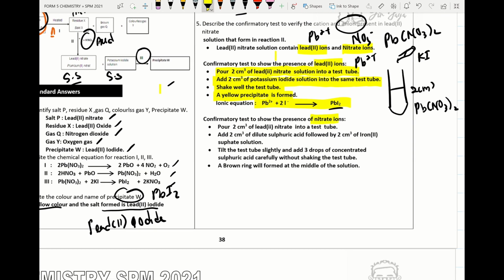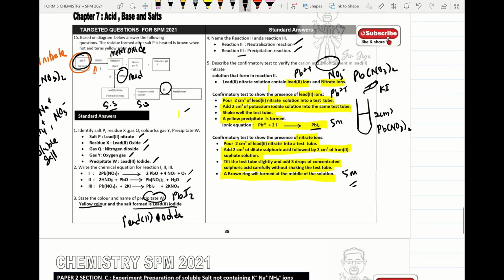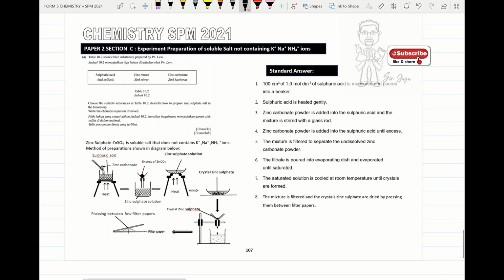And for the nitrate ion: pour 2 cm³ of lead(II) nitrate solution into a test tube. Add 2 cm³ of dilute sulfuric acid, followed by 2 cm³ of iron(II) sulfate solution. Tilt the test tube slightly and add 3 drops of concentrated sulfuric acid without shaking the test tube. A brown ring will form in the middle of the solution. So here 5 marks and here 5 marks, total 10 marks. Alright, we move on to the essay question.